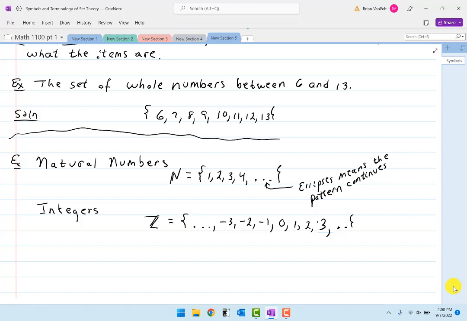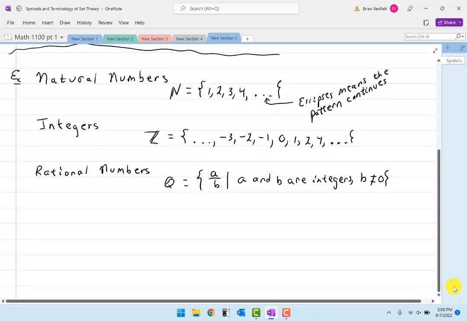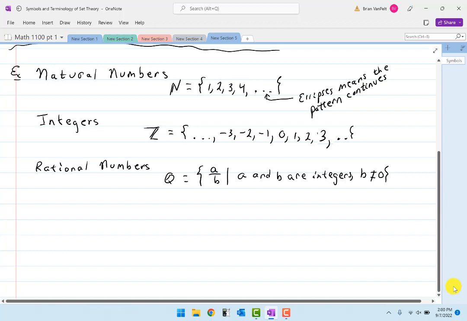Sometimes they have to invent a new notation if they can't list them like these. One such example are the rational numbers. Here, it's going to look strange. We use the letter Q for quotients. And it looks like the set of A divided by B, such that A and B are integers, and B furthermore does not equal 0. So what this does is it tries to list the shape of each of the items in the set.